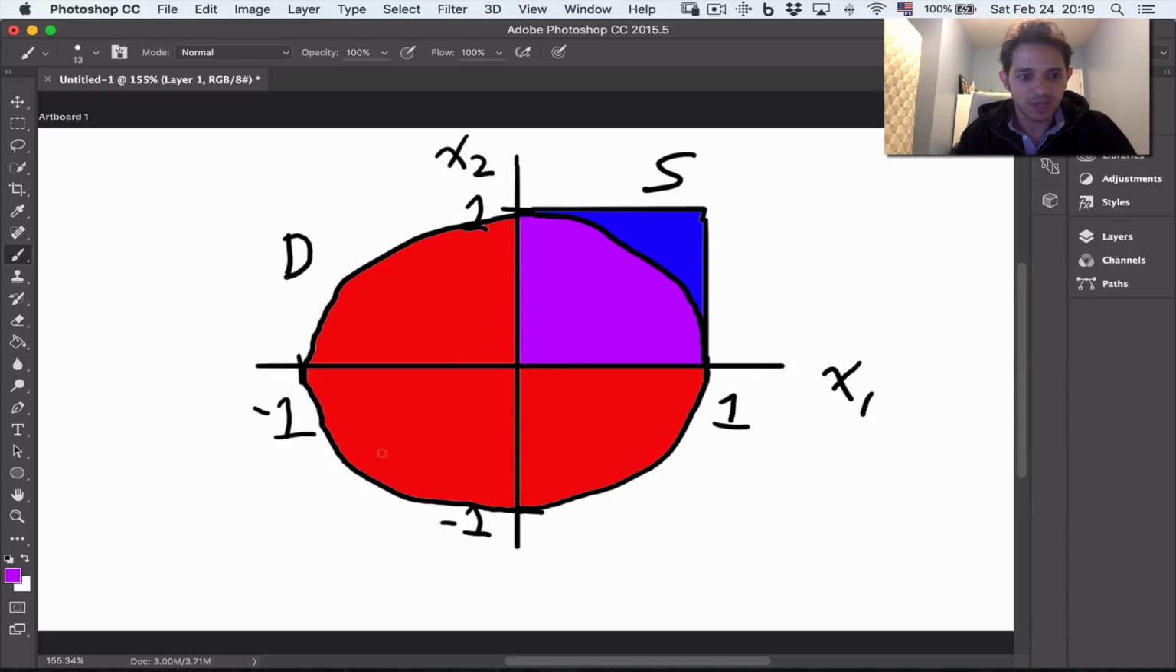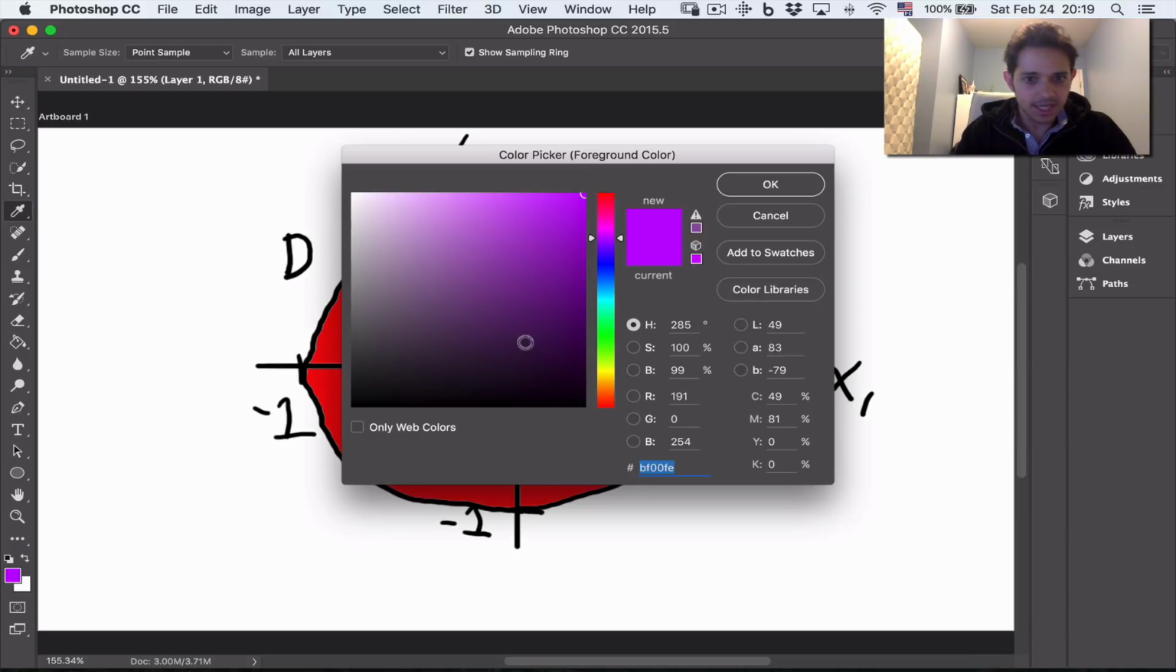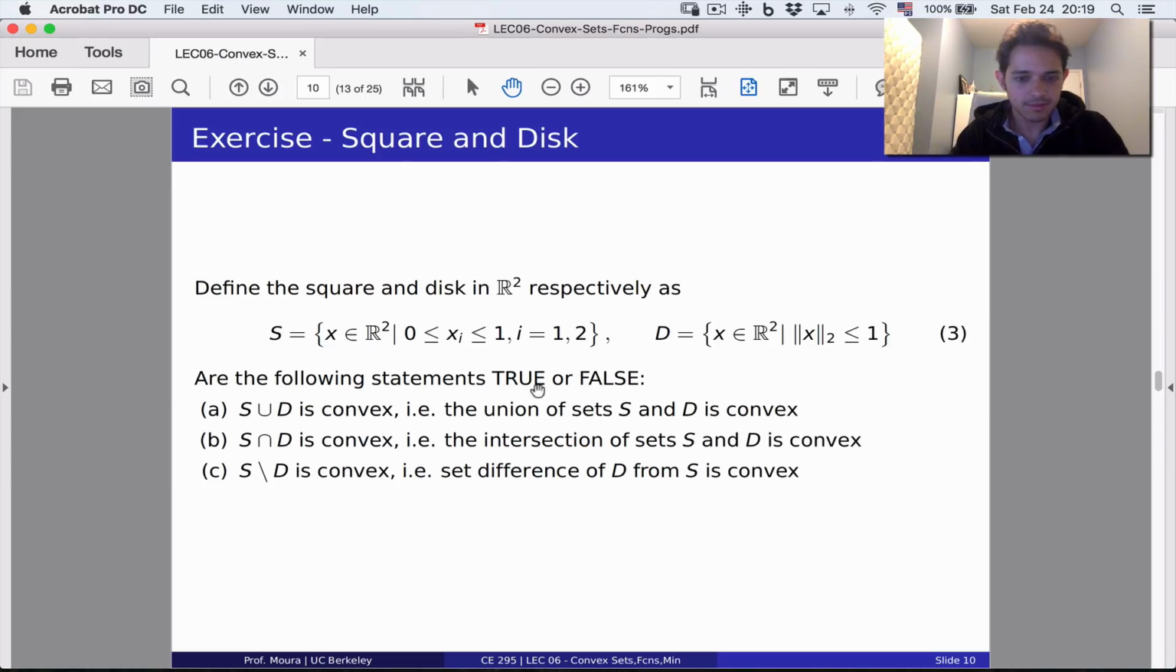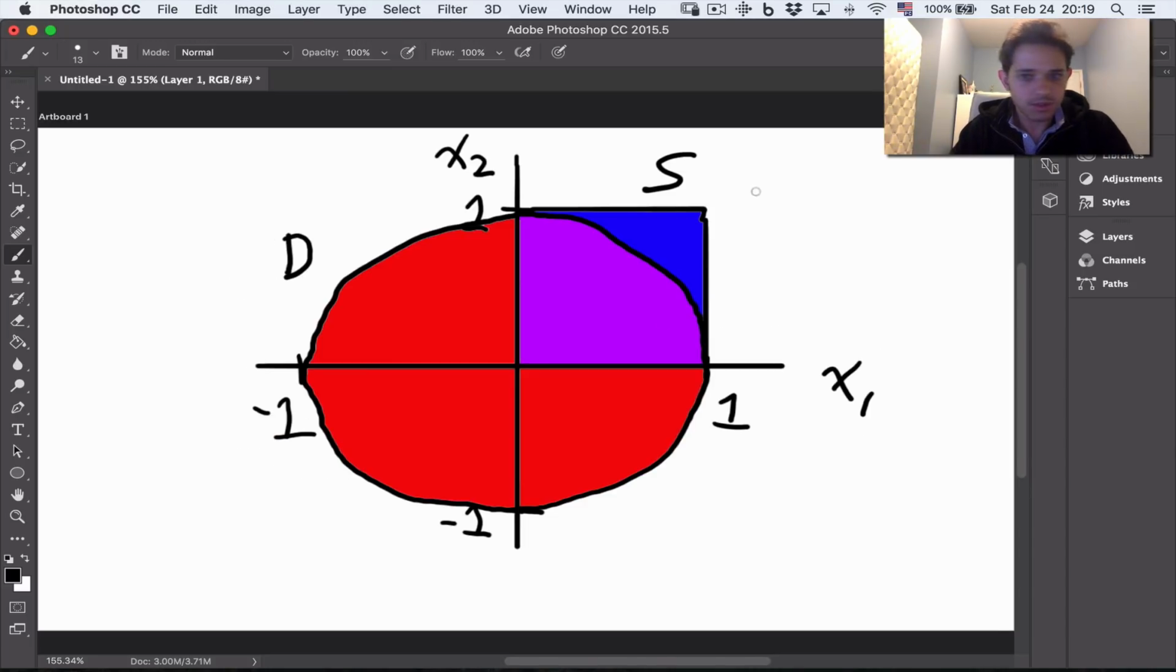I can pick any 2 points inside my set, draw a line segment between them, and the entire line segment exists in the union of S and D. So let me, just for clarity here, say S union D is convex.